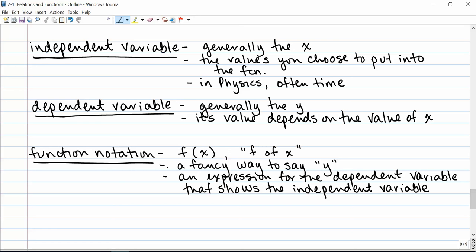Function notation, we did this in Algebra 1, f of x. It's just a fancy way to say y, and it's an expression for the dependent variable that shows us what the independent variable is. So f of x is the dependent variable, x is the independent variable, and it shows us that we're actually putting x into the function.